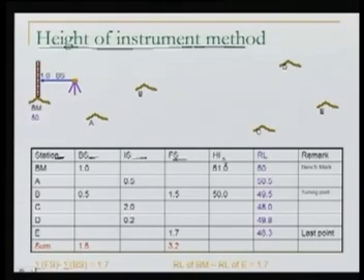Then we have a column for height of instrument, then RL, reduced level, and finally we make a column for remarks. If there are some remarks, we would like to write them here. For example, this station is called BM, and for this BM, the RL is known to be 50, and I'm writing that it's a benchmark, or some more things I can write about this particular station.